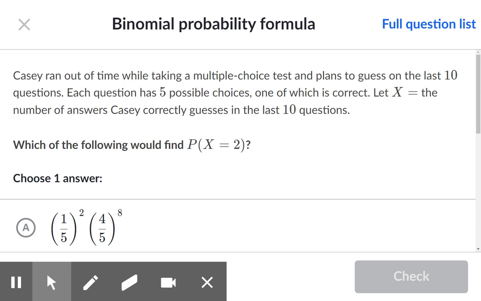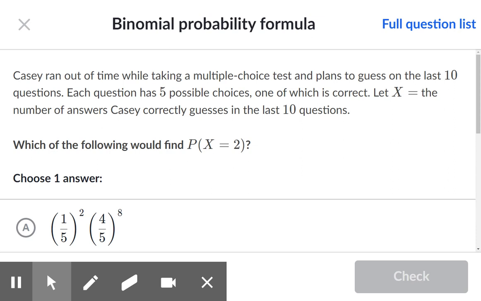So here they want the probability that out of the 10 questions, you answer exactly 2 correctly. Let X be the number of answers Casey correctly guesses. So out of 10 questions, Casey guessed exactly 2 of them correctly. That's your R: R equals 2 and N equals 10. Then P is the probability of success, which is 1 over 5, and that is 0.2.